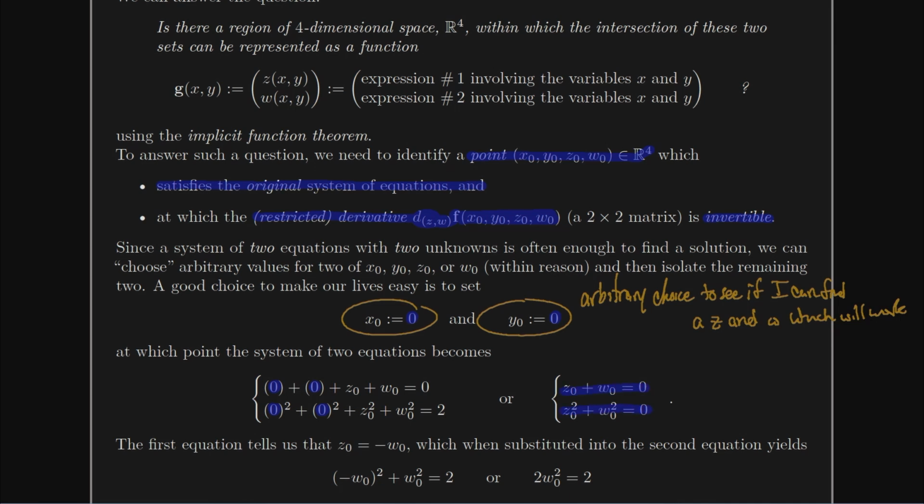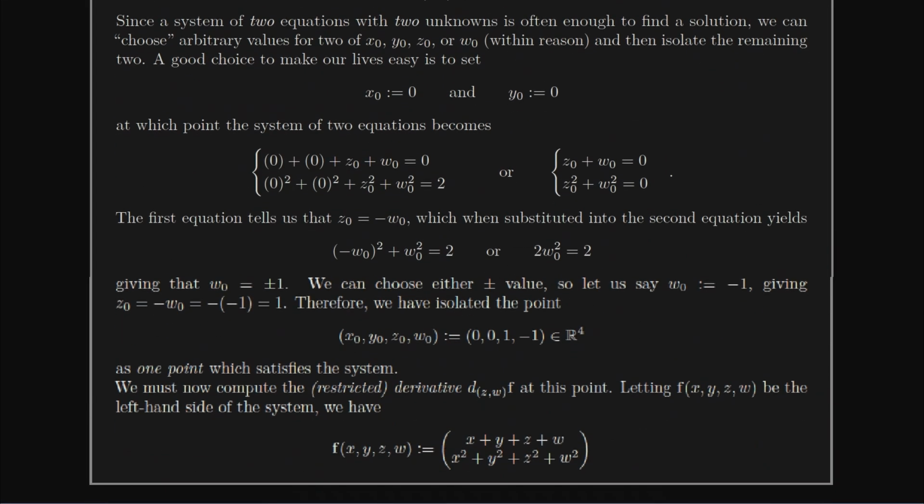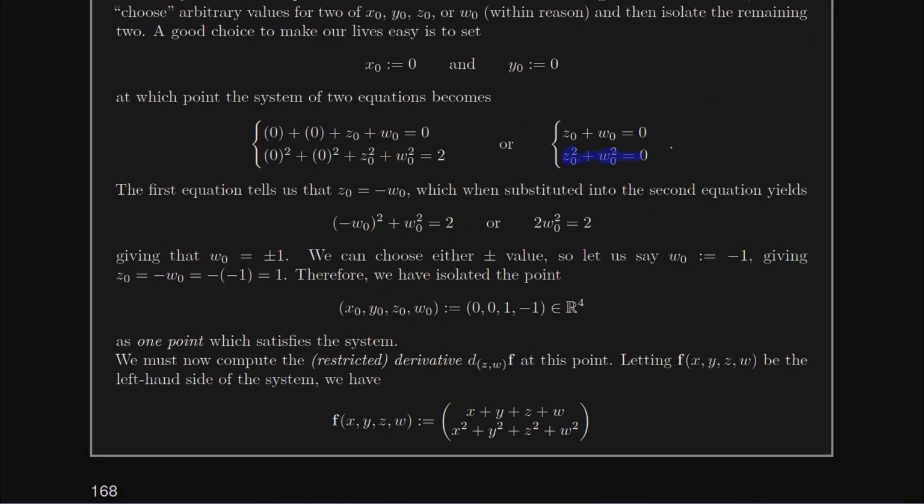Now our system of equations reduces to a system of two equations with two unknowns, where the first equation, z plus w equals 0, just tells me that z is negative w. And once I know z is negative w, I plug that into the second equation. So I plug negative w in for z in the second equation. We find out 2w squared is 2, so then w just has to be plus or minus 1. And in the event we choose maybe negative 1 for w, we find out that z, which is negative w, is positive 1. So at the very least, we've isolated this point, 0, 0, 1, negative 1, as one possible solution to my system of equations. But of course, there are infinitely many more.